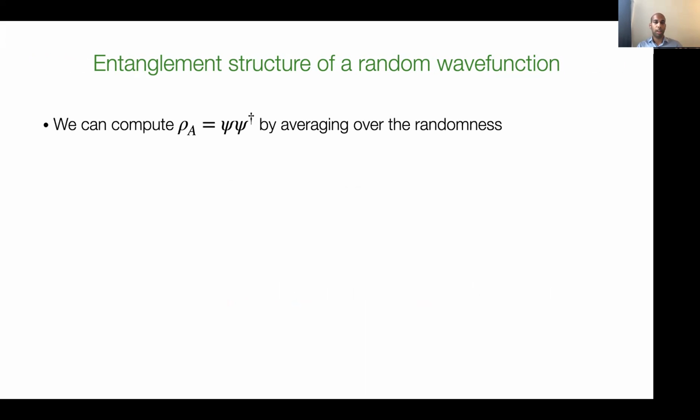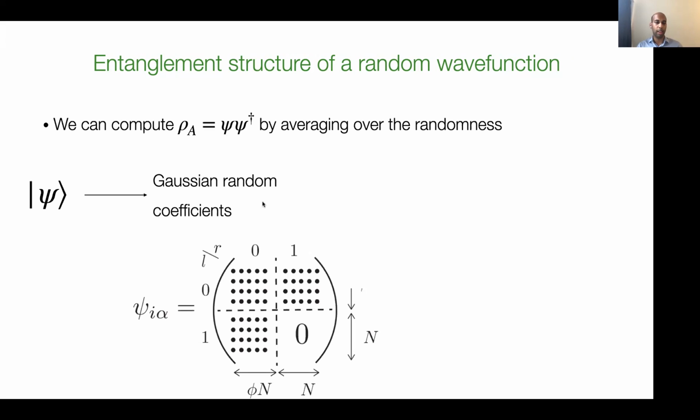So we want to compute the reduced density matrix. Now we can take advantage of the fact that these elements of the reduced density matrix are random, and we can average over the randomness. So if you take the elements of the psi to be just Gaussian random coefficients, then this is what your matrix looks like. Remember, for an unconstrained system, this just looks like a completely random matrix.